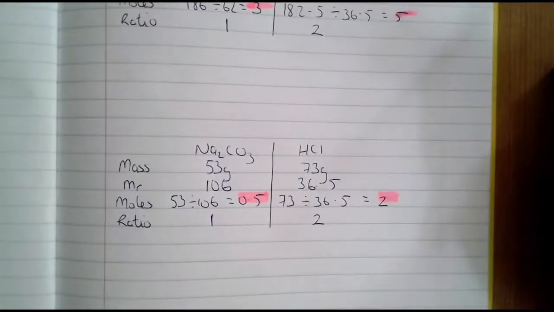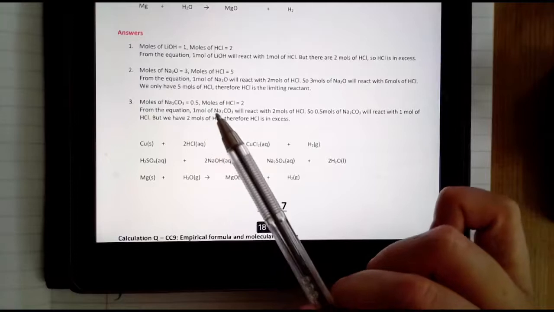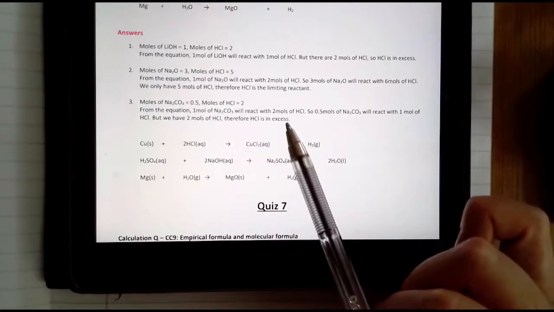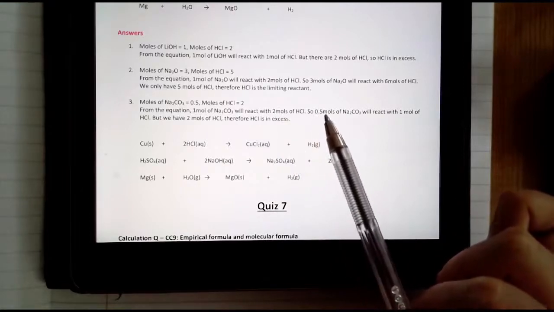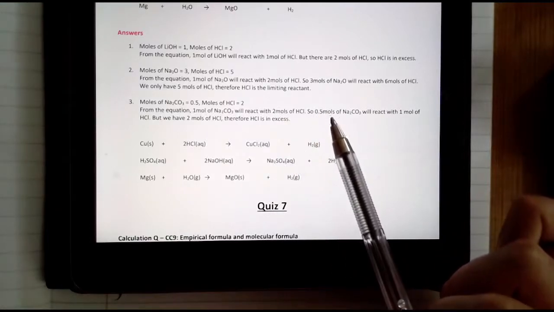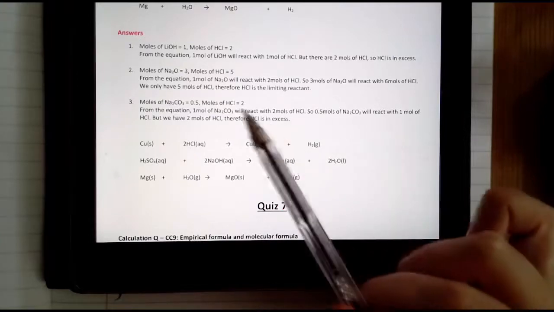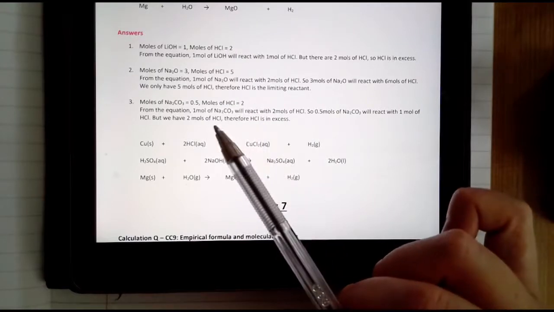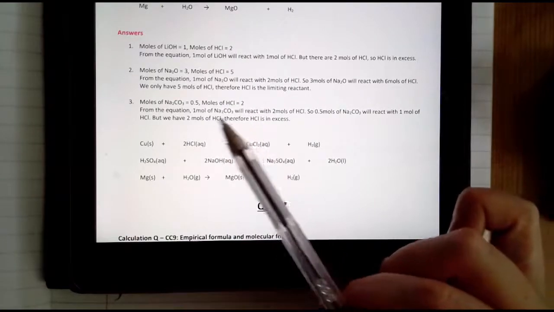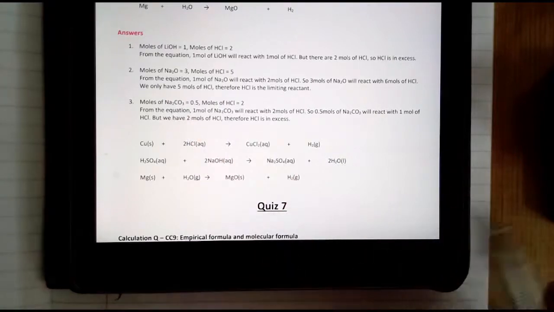So what I would say as an answer, from the equation, we can see that 1 mole will react with 2 moles. My ratio is 1:2. So if I've got 0.5 moles, which is the amount I calculated I have, I would need 1 mole of HCl. I don't have 1 mole, I've actually got 2. I've got more than I need. Therefore, HCl is in excess and sodium carbonate by default is limiting. So one is in excess, the other is limiting.